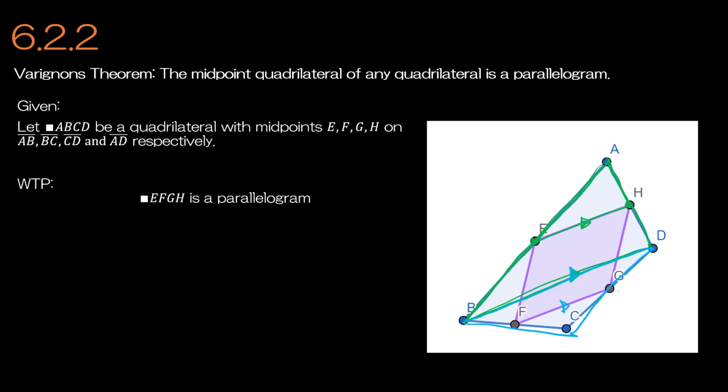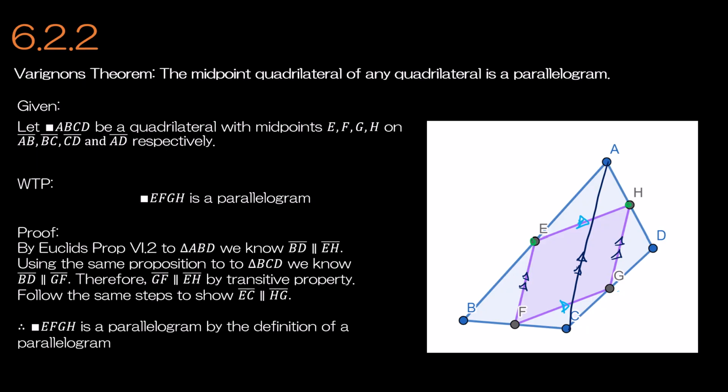And I can do the exact same process in the other direction to show that there is a line that connects AC, and AC is going to be parallel to EF, and AC is going to be parallel to GH, and therefore opposite sides are parallel, and I in fact have a parallelogram. So that's how we would go about proving that the midpoint quadrilateral of any quadrilateral is a parallelogram.